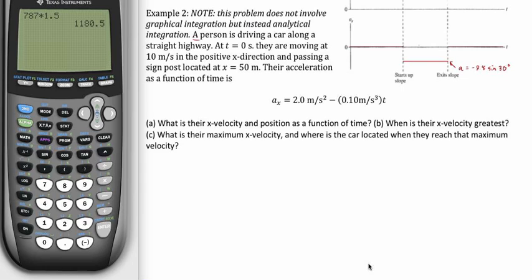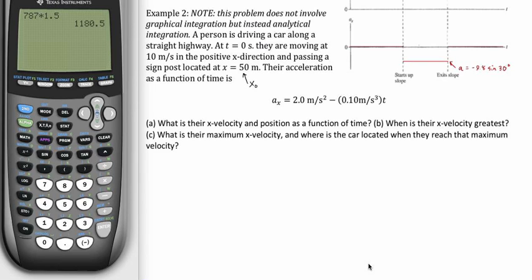Okay, so we've got a person that is driving a car along a straight highway. We have the clock start, and they are moving at 10 meters per second in the positive x direction and passing a signpost located at 50 meters. Okay, so we are given the initial position there. Because at t equals 0, they're at x equals 50. They're not at x equals 0 at t equals 0. So this right here, this is our x naught. And this is a one-dimensional problem, so we don't have to worry about y.